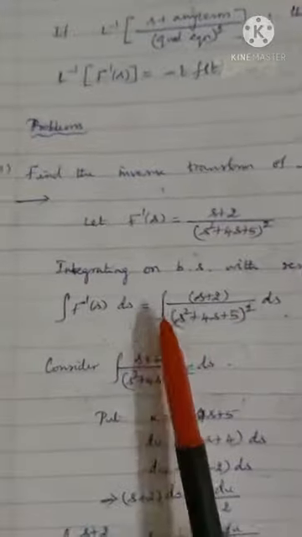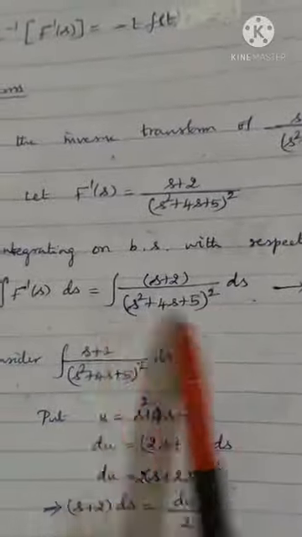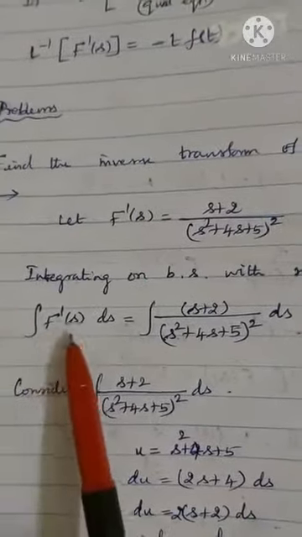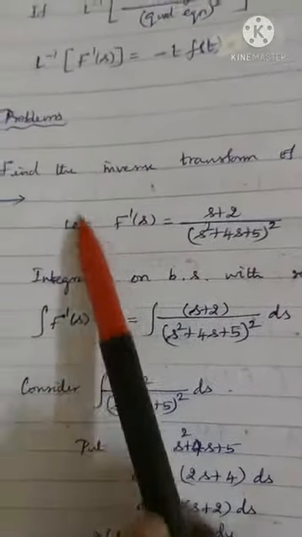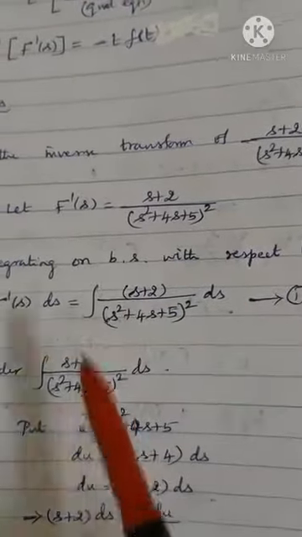Method of doing the problem is different, though the formula is the same. Integrating both sides with respect to s, the integration of f dash of s ds is f of s, right? So in order to get f of s, integrate both sides with respect to s. Mark it as first equation. We consider this term alone.